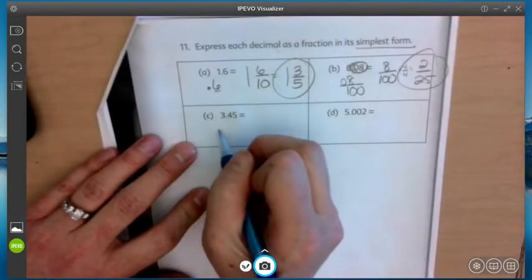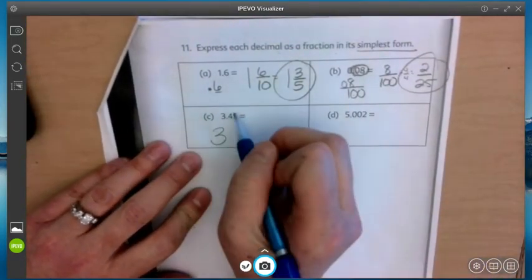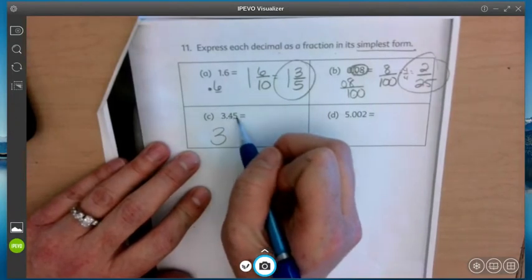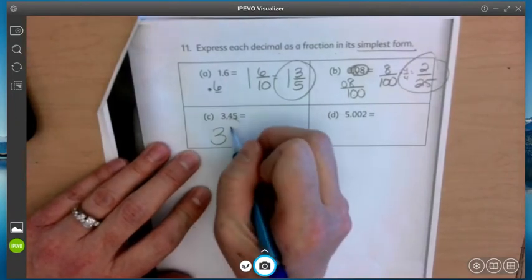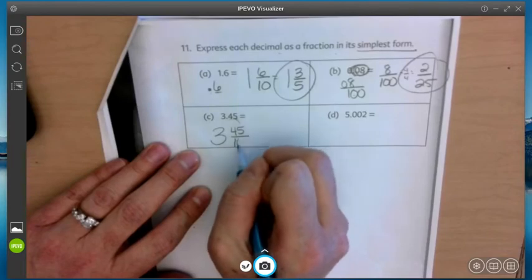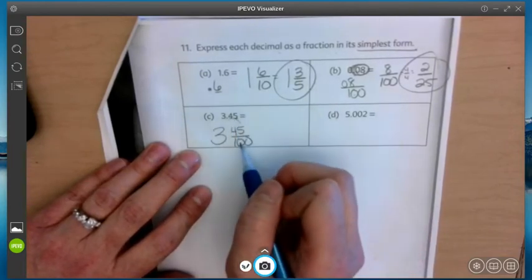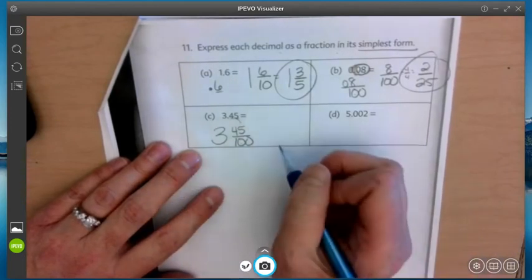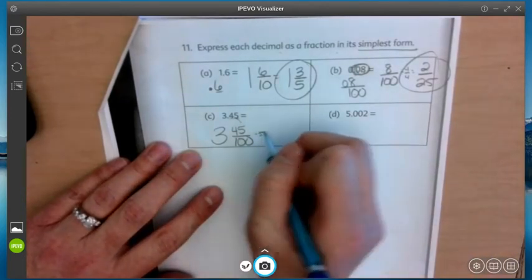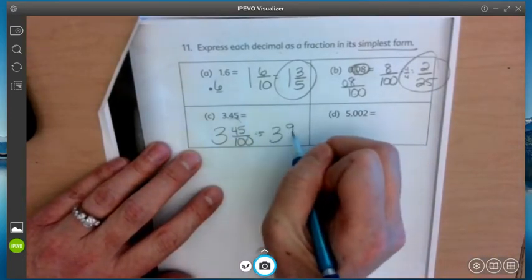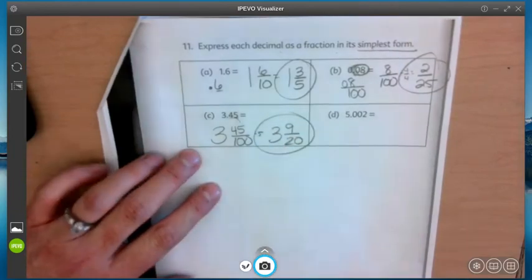For this one, 3 is the whole number. Now this is 3 and 45 hundredths, because it ends in the hundredth spot. Or you could think it's 2 spots over, so it gets 2 zeros. Now you just divide them both by 5, and we got 3 and 9/20.